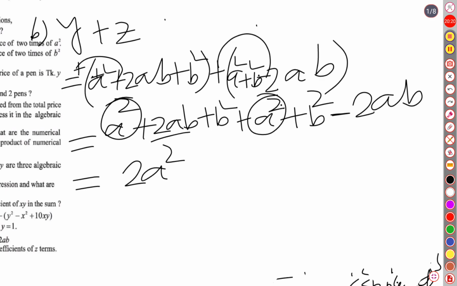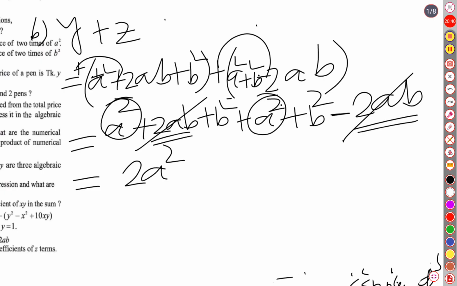Then the next turn is of 2ab as well as 2ab. One has a plus symbol, another one has a minus symbol. As the symbols are different, we will have to do subtraction. If we subtract 2ab from 2ab, there remains nothing. That means we can cancel it out.